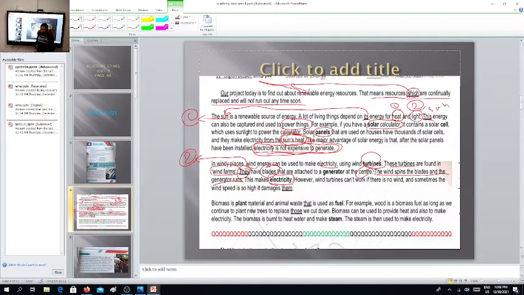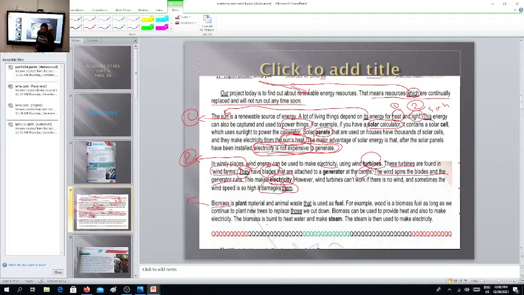However, wind turbines can't work if there is no wind, and sometimes when the speed is so high it damages them, refers to blades. Okay, this is the disadvantage of using this source, which is if the wind speed is high, it can damage the turbines.